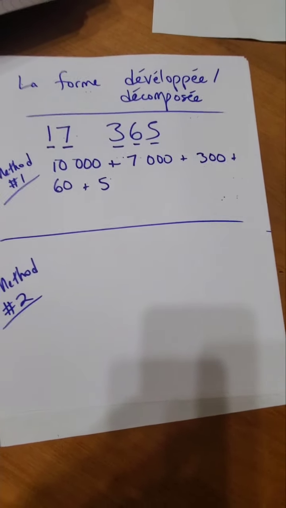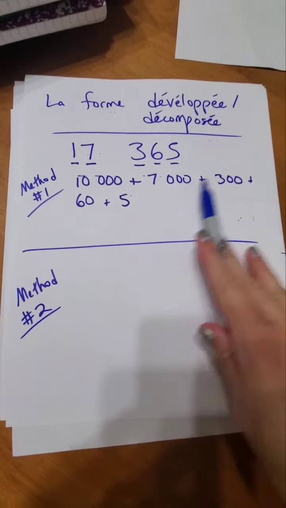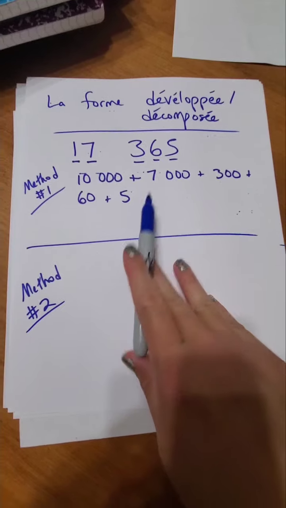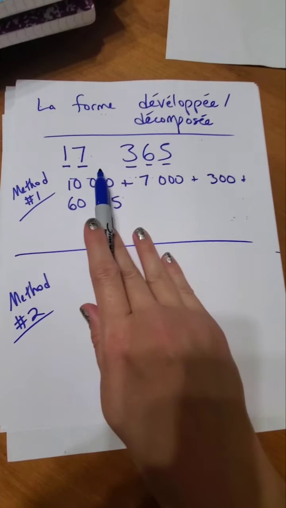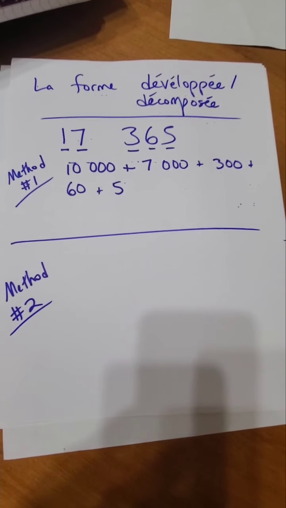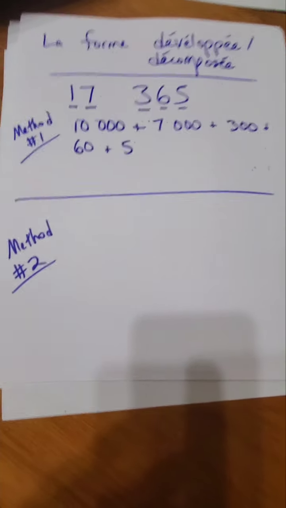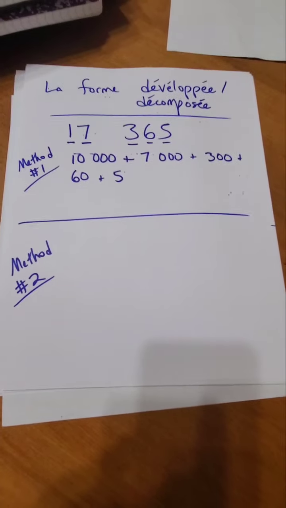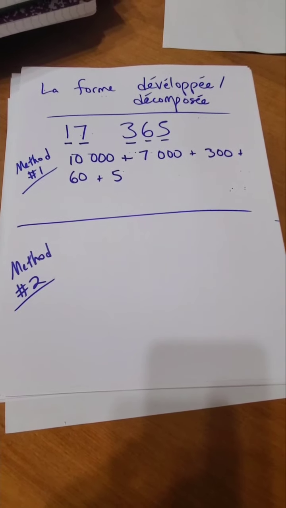So as you can see, all these numbers added together, 10,000 plus 7,000 plus 300 plus 60 plus 5 equals this big number, 17,365. So it just shows you what the big number actually means and breaks it down into all of its digits. So that's the first method, and that's the one I actually prefer because I find it really easy.